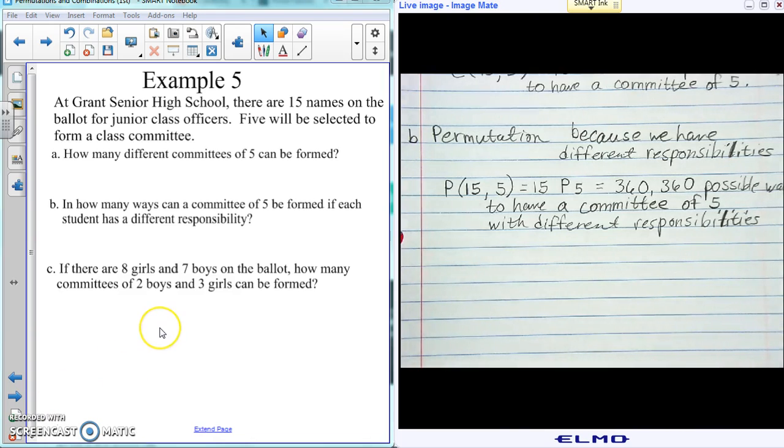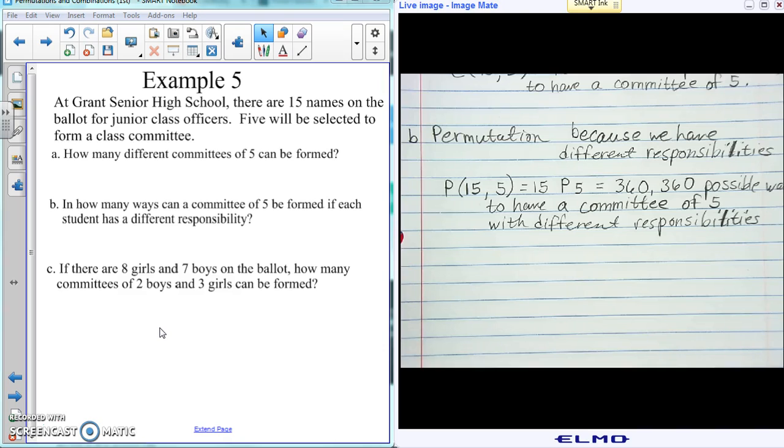All right, and then C. If there are 8 girls and 7 boys on the ballot, so if you add them up together, that gives you 15, right? Okay. How many committees of 2 boys and 3 girls can you form? And again, that's 5 in all. 2 plus 3 is 5. There's 15 people in all. But this time they're breaking it apart, saying boys versus girls.